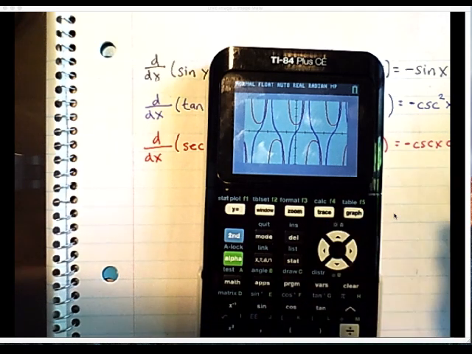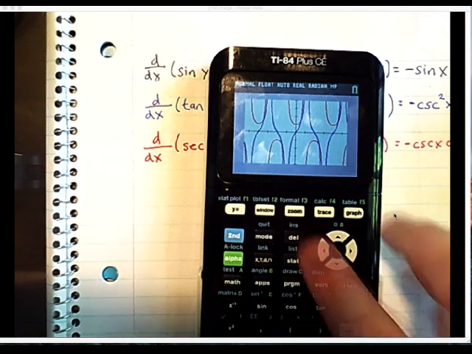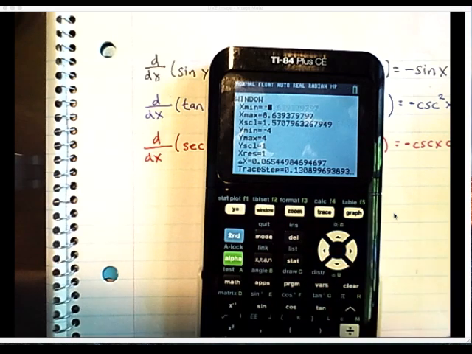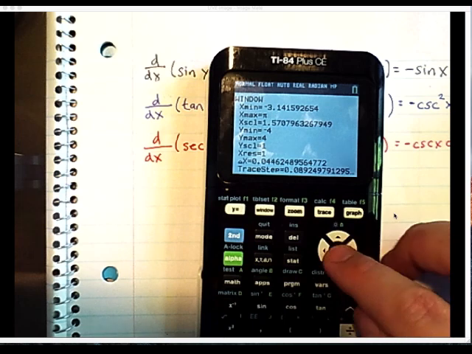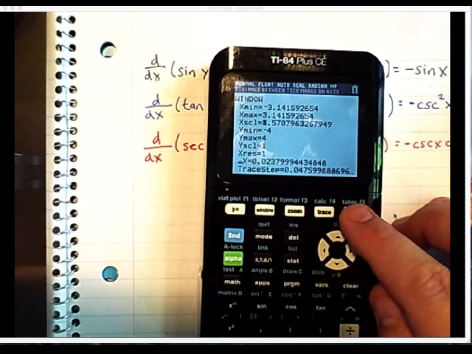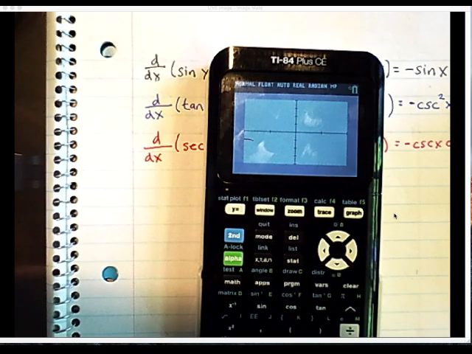Just think about it point by point. Let me narrow this down a little bit. Let's just go from negative pi to pi instead of going that far out. So in red here, here's the secant graph. And what's coming up here is the derivative of that.